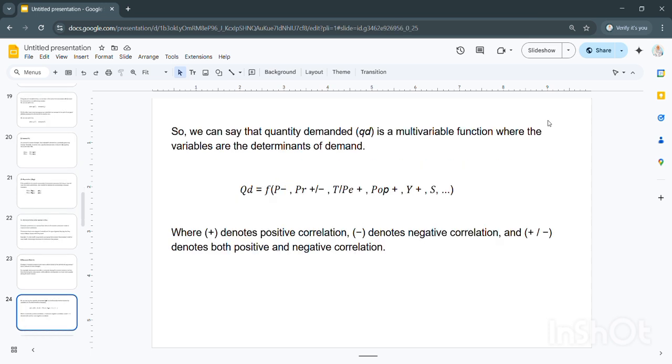So we can say that quantity demanded is a multivariable function where the variables are the determinants of demand. So quantity demanded will be a function of price, related products, taste or preferences, population, income, and seasons. Okay, when the price increases, we have seen that the demand decreases. That's why we have put here a negative sign, where plus denotes positive correlation, minus denotes negative correlation, and plus or minus denotes both positive and negative correlation.